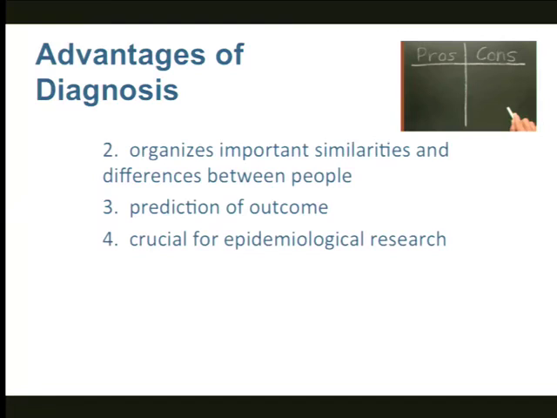What is the prevalence rate of depression? What is the prevalence rate of schizophrenia? How many people in the United States have schizophrenia? Well, the answer to that is 1%. We wouldn't be able to do that kind of prevalence and incidence rates method, the bread and butter of epidemiologists, if we didn't have diagnostic categories.